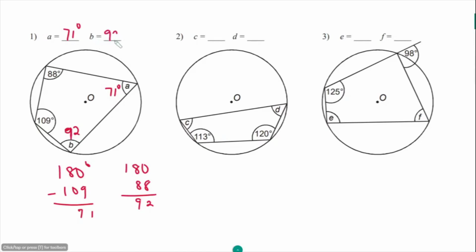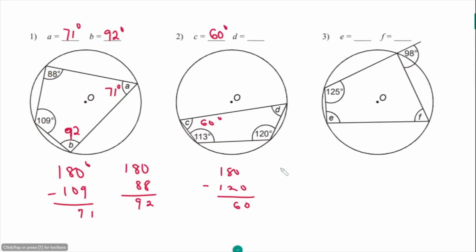So B is 92 degrees. All right. For this, another cyclic quadrilateral, the opposite angles always add up to 180. Okay. So angle C then is going to be 180. C and 120 should add up to 180. So to get C, 180 minus 120, and that's going to be 60. So I'm going to say 60 degrees. Okay, so C is 60 degrees.